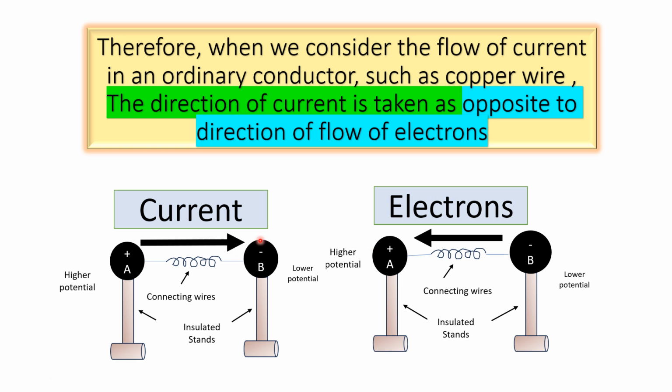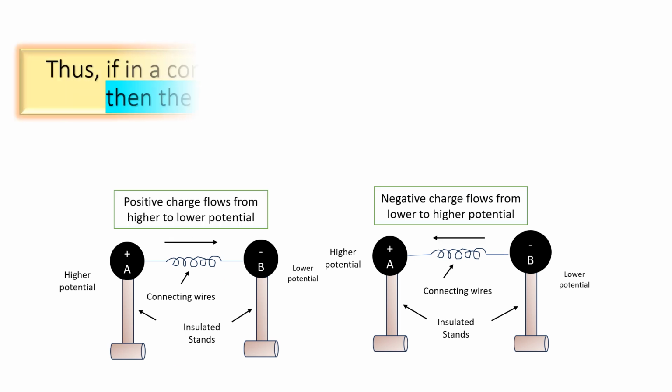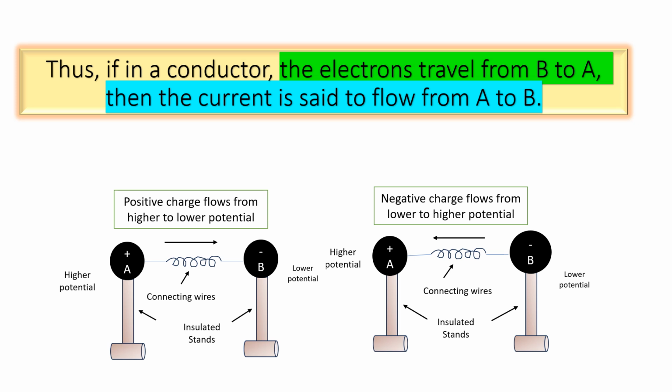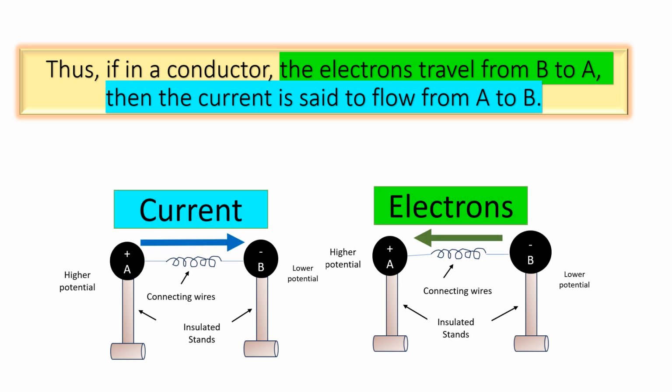The directions are taken as opposite, but actually the negatively charged particles flow from B to A, and that's why current is produced, but still the direction of current is taken mathematically from A to B due to the convention. So if in a conductor the electrons travel from B to A, then the current is said to flow from A to B. That's all. This is the current flow and the electron flow direction.